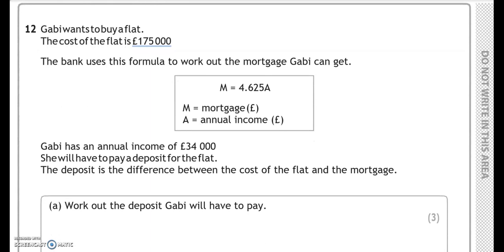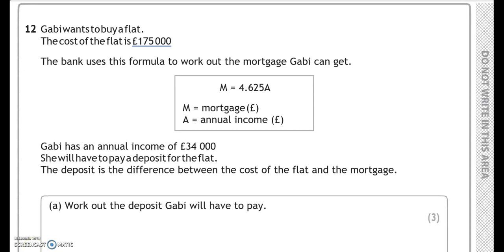Gabby wants to buy a flat. The cost of the flat is £175,000. The bank uses this formula to work out the mortgage Gabby can get. Gabby has an annual income of £34,000. She will have to pay a deposit for the flat. The deposit is the difference between the cost of the flat and the mortgage. Work out the deposit Gabby will have to pay.